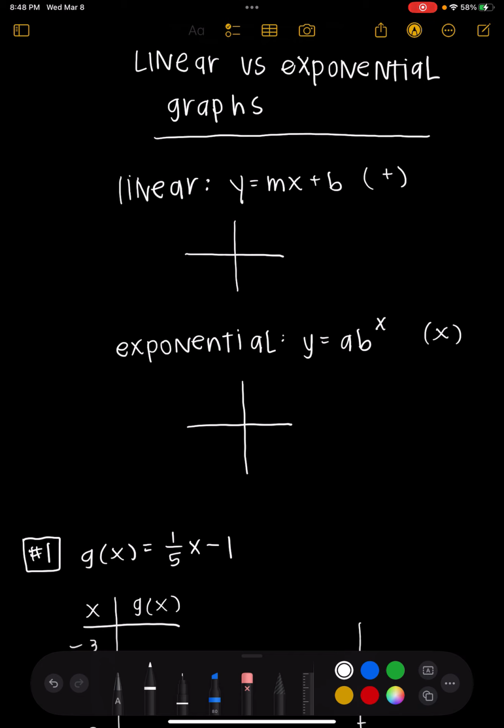It creates a line. So that line might look something like that. It's straight. It's a straight line. It has a slope. It could be a positive slope or a negative slope. It could be a zero slope, which would make a straight horizontal line.